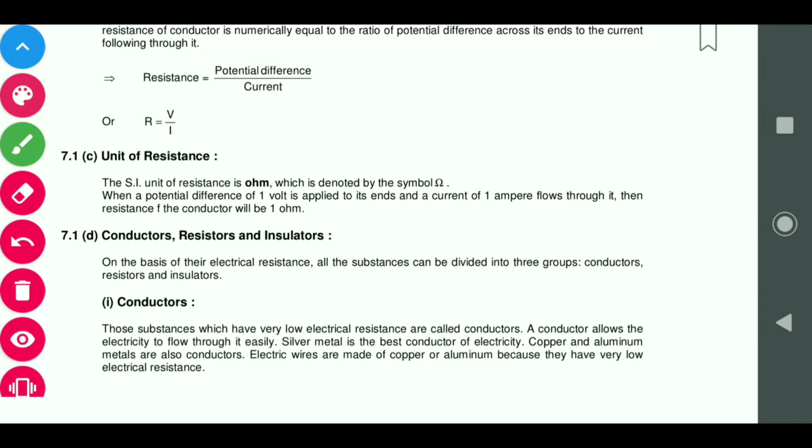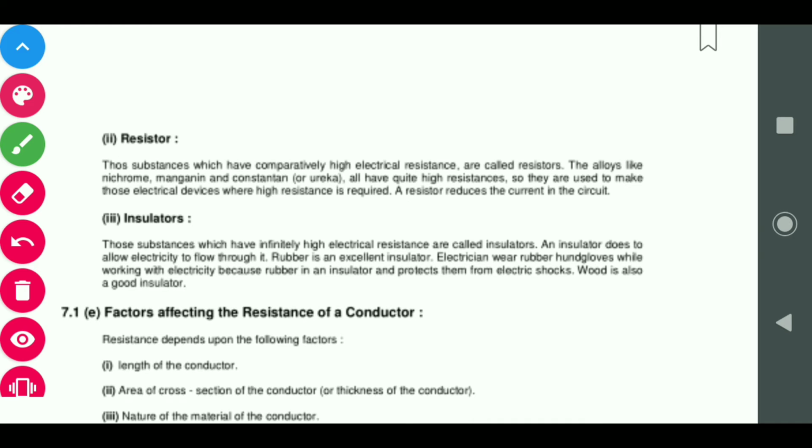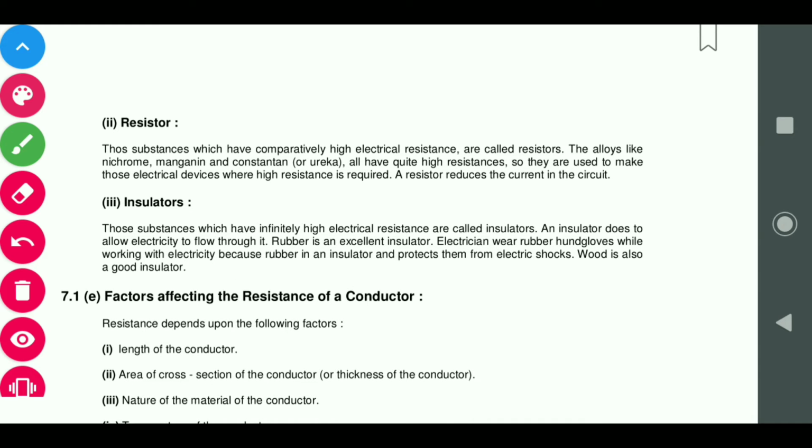A conductor has very little resistance. Conductors have a very negligible amount of resistance, so current can flow through them easily. Resistors are those which have comparatively high resistance compared to conductors, and insulators have such high resistance that current cannot flow.